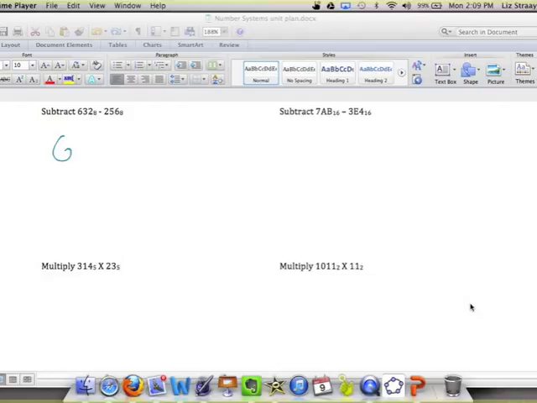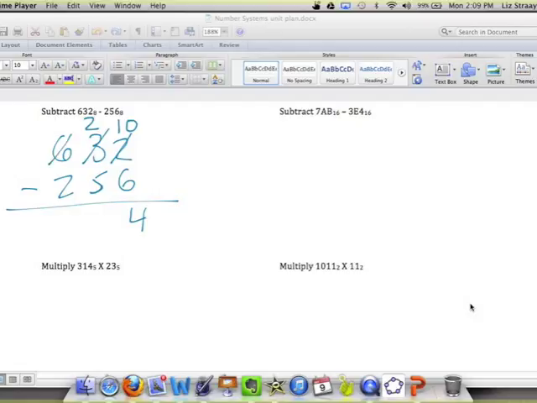So I can't do 2 minus 6, so I have to borrow. So the 3 is going to become a 2. And from it, we're in base 8, so I'm going to borrow 8, so the 2 becomes a 10. So 10 minus 6 is 4. I can't do 2 minus 5, so I have to borrow from the 6. I'm borrowing 8, so that's going to become a 10. Base 8.